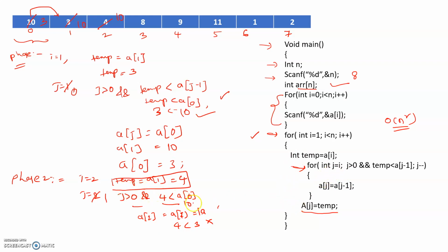Now j value is 1, into the a of j. What are the position I am having? So a of j. So into this position I am going to copy the value of temp. Now temp value is 4. I am copying into this particular position 4. So now 3, 4, 10. Like this your phases are going to be worked out for your insertion sort.